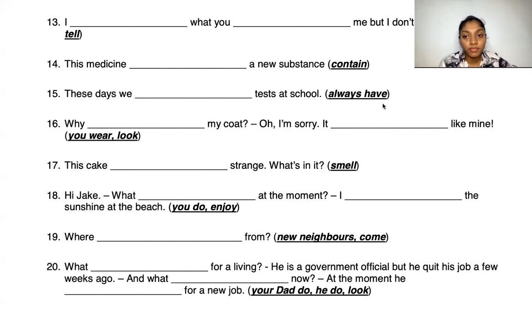He is a government official, but he quit his job a few weeks ago. And what? එතකොට now කියලා තියෙනවා. So then what is he doing now? මෙතන now කියලා තියෙනවා. ඒකට දැන් එයා මොකද කරන්නේ? What is he doing now? At the moment he is looking for a new job. එතකොට මේ දැනට මේ ටිකේ එයා අලුත් job එකක් හොයන ගමන් ඉන්නේ. He is looking for a new job.